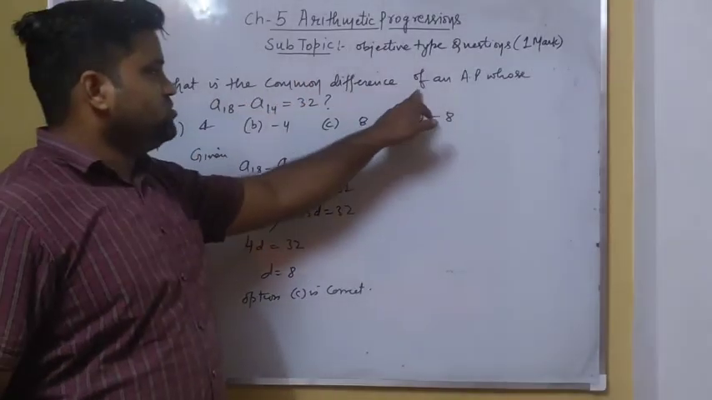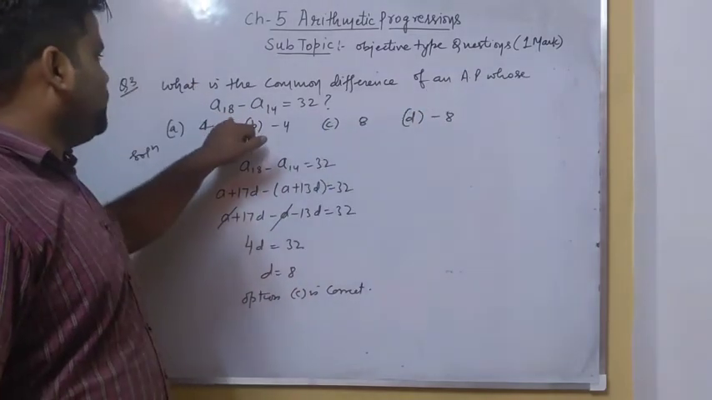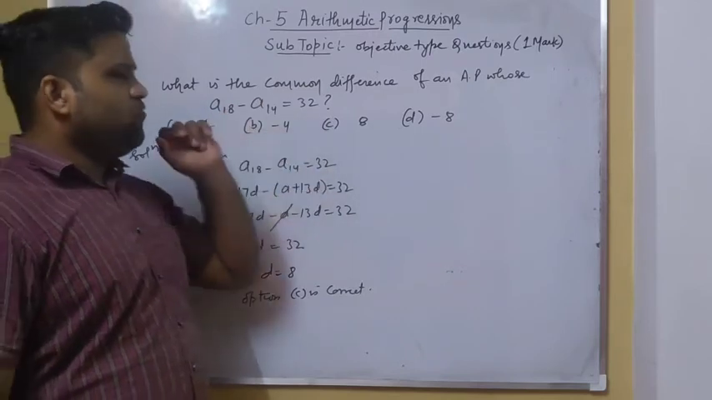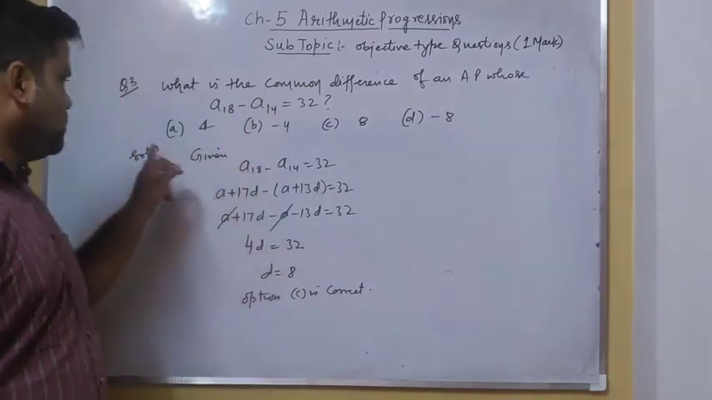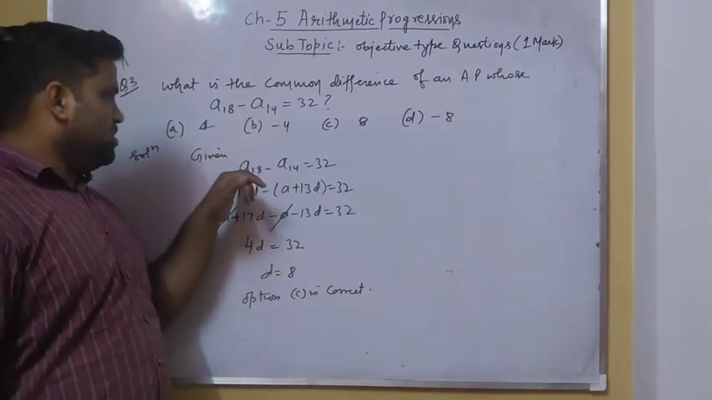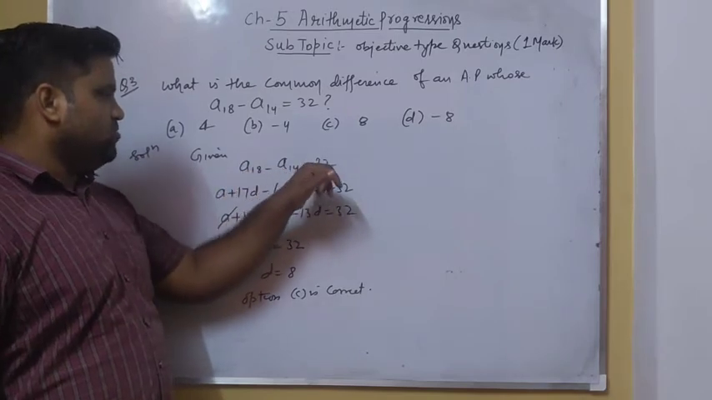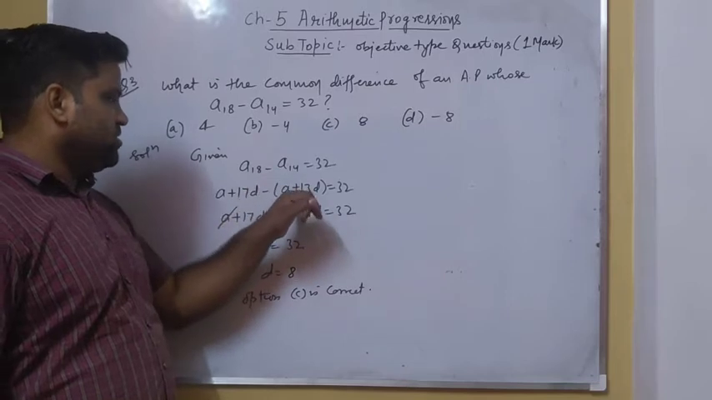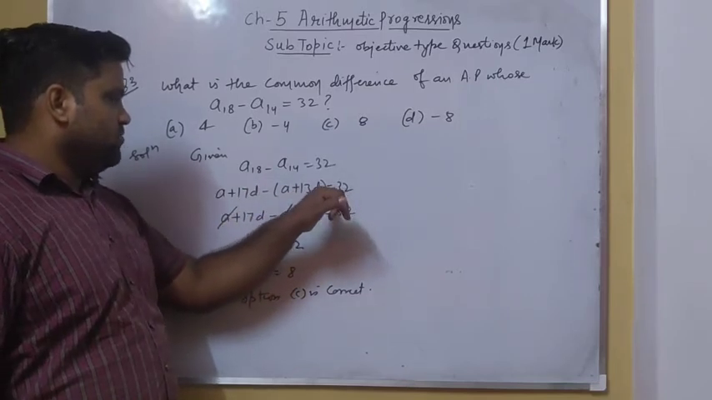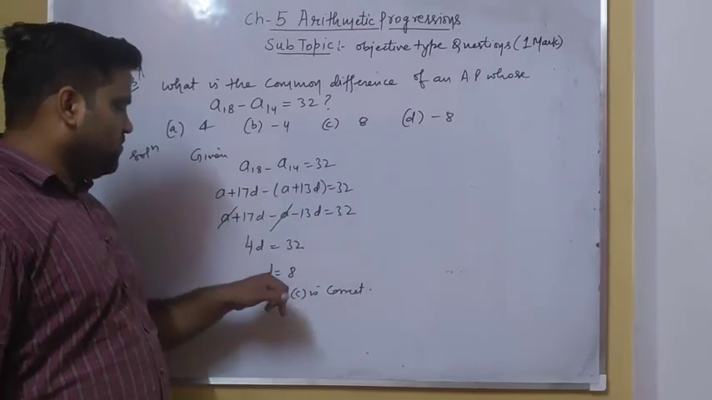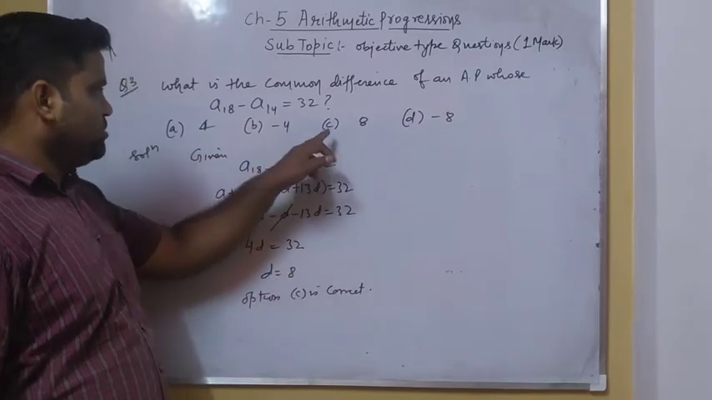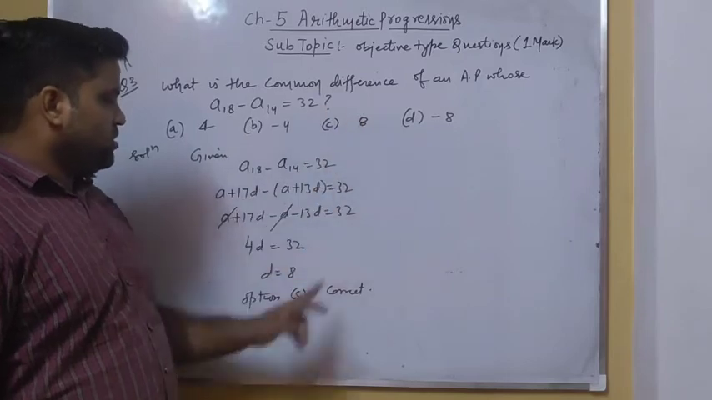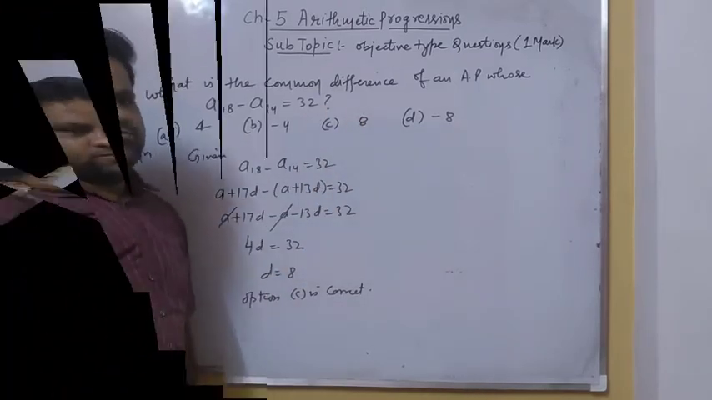What is the common difference of an AP whose difference between the 18th term and the 14th term is 32? Here we have to find which option is correct. Now let us come to the solution. The difference between the 18th term and the 14th term is 32, so we can write the 18th term as a plus 17d and the 14th term as a plus 13d, and this is equal to 32. On solving, we get the value of d equal to 8. So the common difference is 8, and that's why option C is correct, which is the required answer.